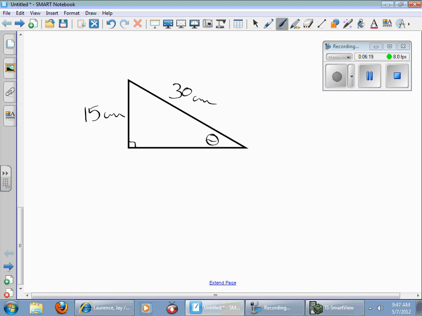All right, so I see what two sides I have involved. There's my hypotenuse, and the 15 is opposite of theta. This is a sine problem. I'm going to do the sine of an angle. It's going to be equal to the opposite side over the hypotenuse.